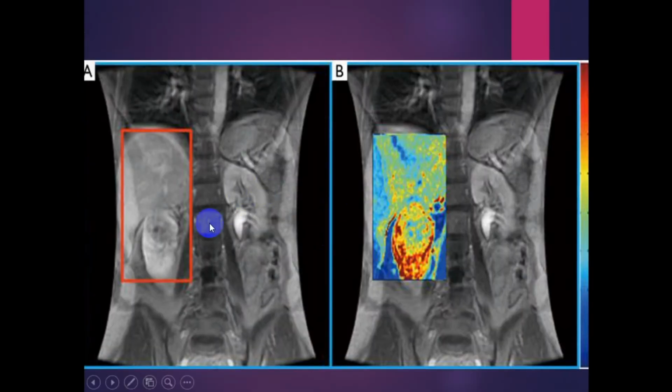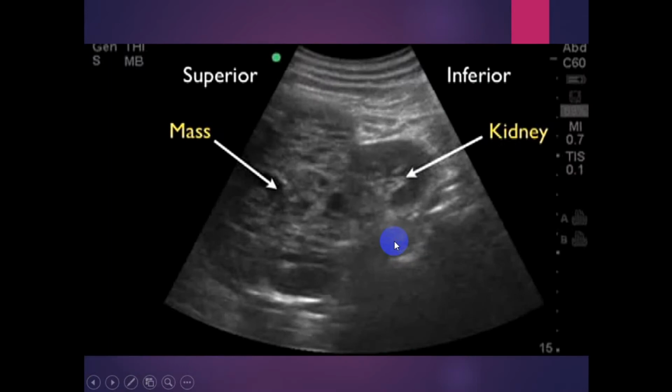Here you can see tumor too. Here is a normal parenchyma and the tumor. There is a probably homogeneous structure. Here you can see ultrasonography.